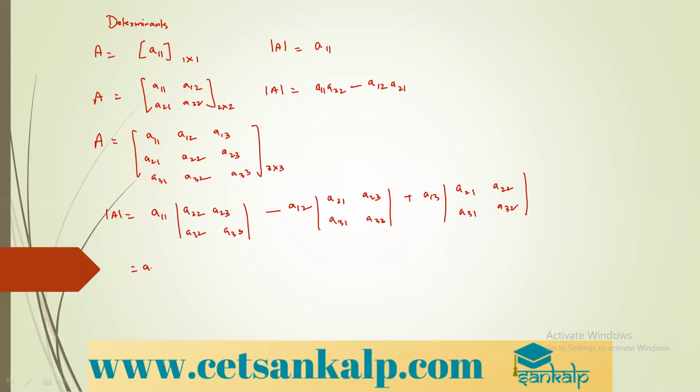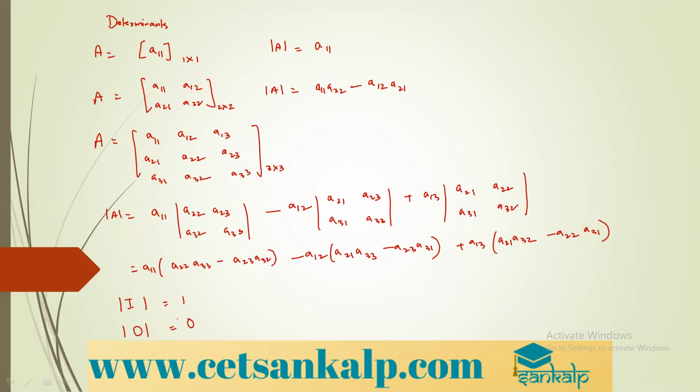Or in other words, you can write A11 into (A22 A33 minus A23 A32) minus A12 into (A21 A33 minus A23 A31) plus A13 into (A21 A32 minus A22 A31). This is how we can write the determinant of a 3 by 3 matrix. The determinant of the unit matrix I will be 1. The determinant of a null matrix will be 0.